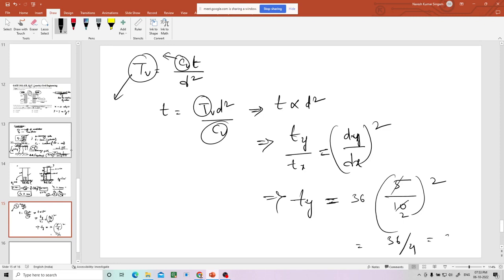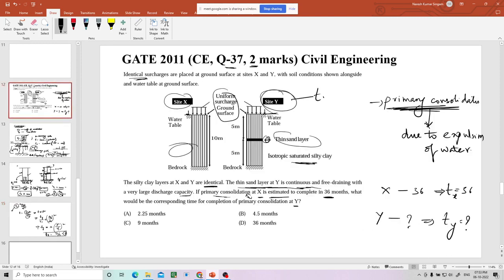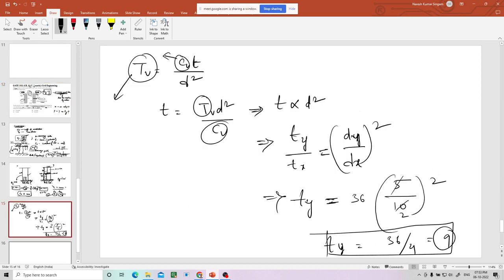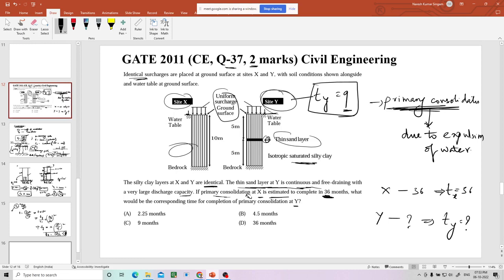5 by 10 squared is 1 by 4, so 36 by 4 is 9 months. Ty, this site Y will take only 9 months compared to site X, which takes 36 months. Why does it take less time? See the calculation. Ty equal to Tx into (dy by dx) whole square. dy is 5 meter, dx is 10 meter. After calculating you get Ty as 9. This is in months, this is also in months. So it is lesser than the 36 months of the X site.